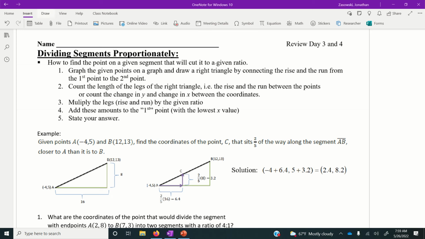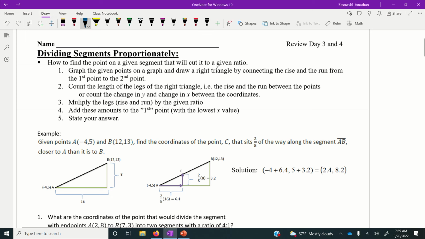All right, welcome to day 3 and 4 notes here. We're talking about dividing segments proportionally, so it's a directed line segment. We're also going to be talking about equations of lines and then the equation of the perpendicular bisector. So let's start it off. Number 1, dividing segments proportionally.